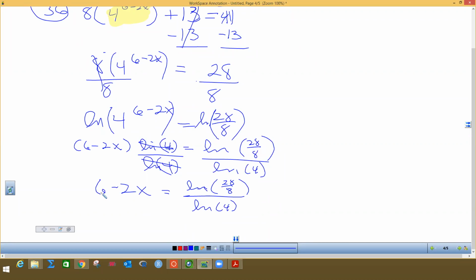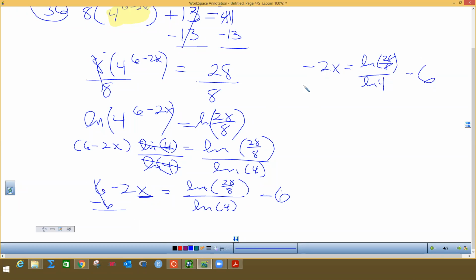Now I got to get rid of this 6 because I'm trying to get this x all by itself, so I'm going to subtract 6 here, and over here I'm going to write it to the side because it's not a like term to this, but these two are like terms. They cancel out. So that gives me negative 2x equals the natural log of 28/8, there's a minus 6 out here, and that's over the natural log of 4.